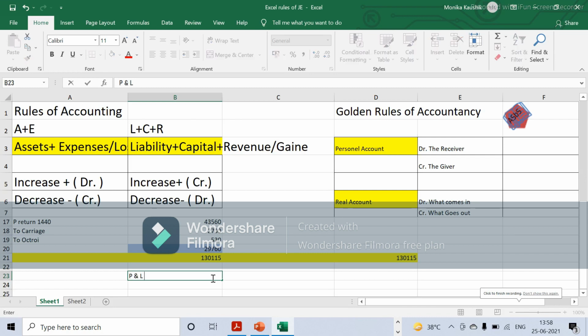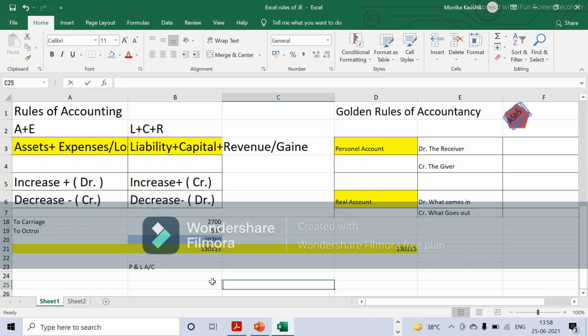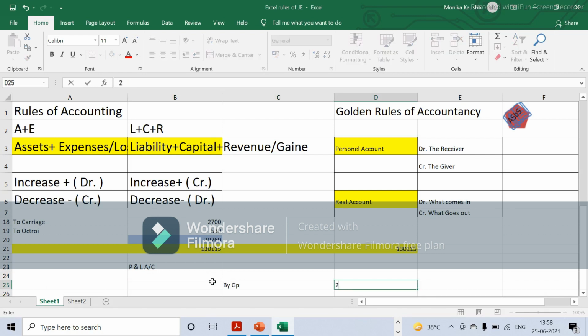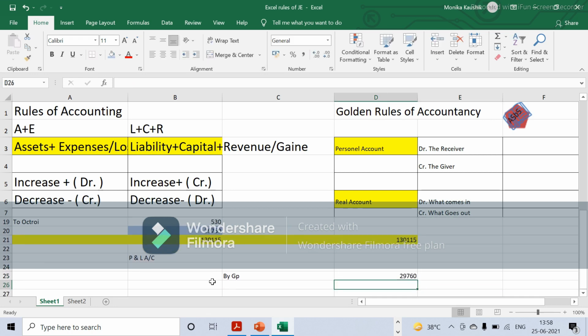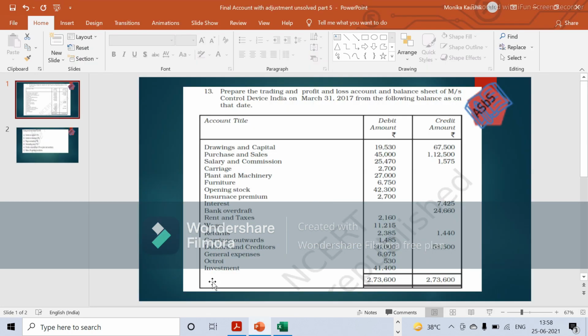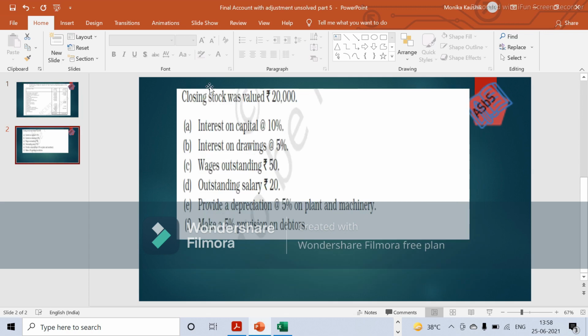P&L account. First of all, I am writing down here GP, gross profit, 29760. Now what we will do, we will work on the adjustment portion first.